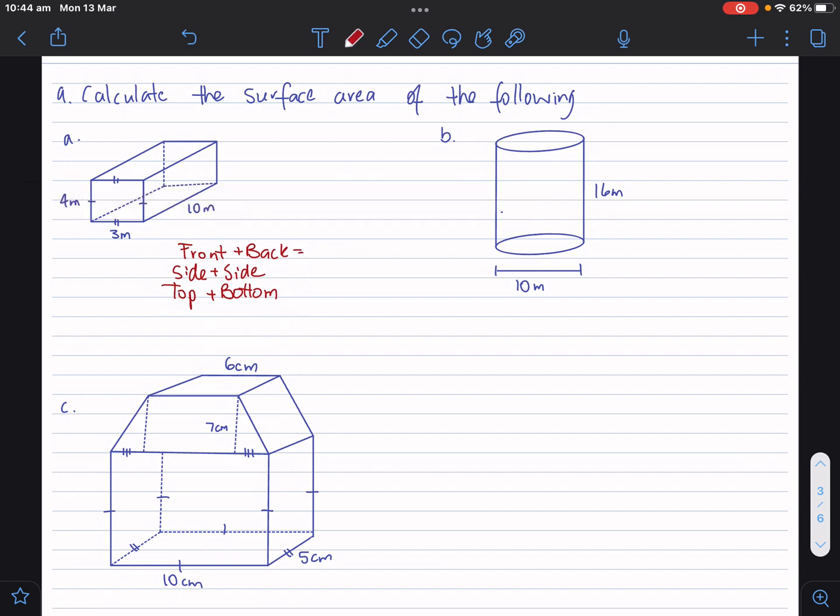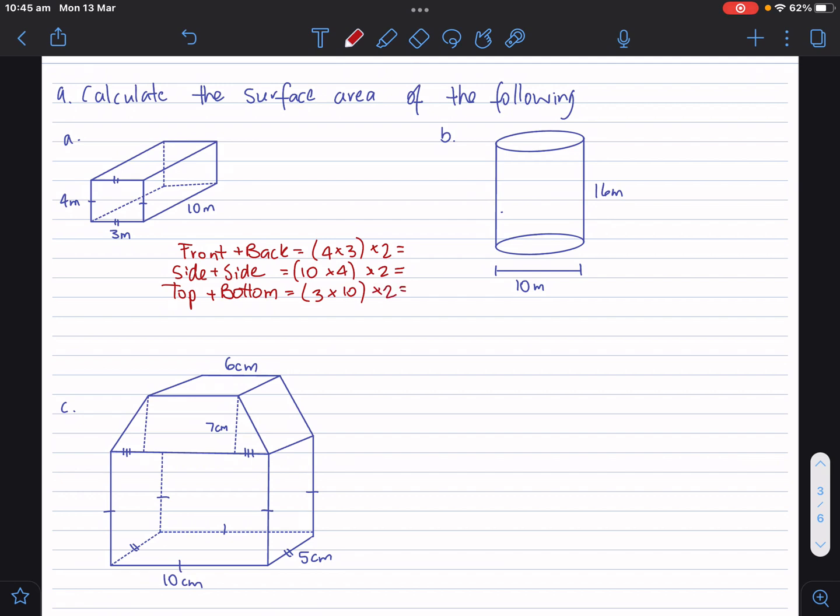The front and back is 4 times 3, and there's 2 of them, so I'm going to multiply that by 2. The side is 10 times 4, and there's 2 of them, so I'm going to multiply that by 2. Top and bottom, well, the bottom is 3 times 10, and there's 2 of them, so I'll multiply by 2.